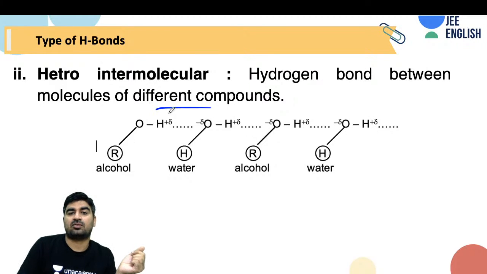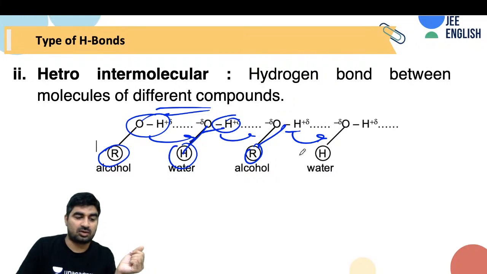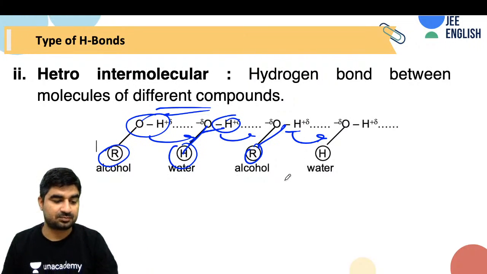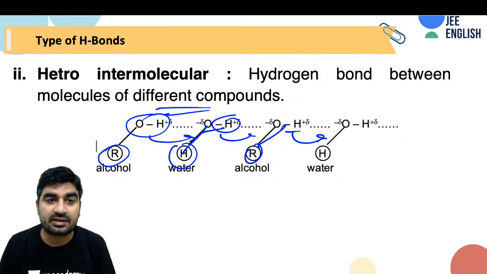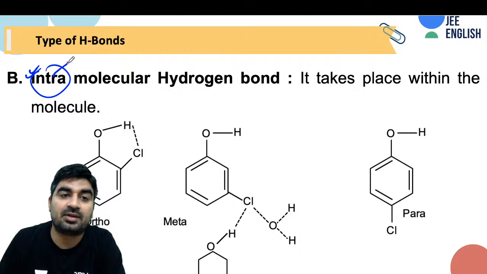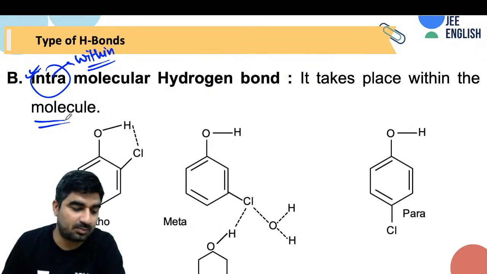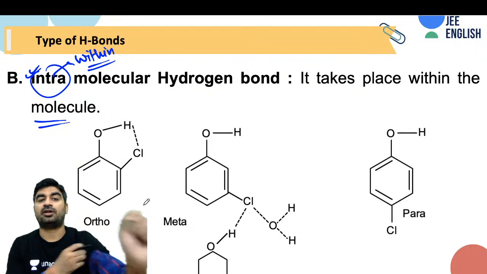Hydrogen bond between molecules of different compounds. So here we have alcohol, here we have water, again alcohol. So it is between alcohol, water, alcohol, water, alcohol, water. Got it? So now you understand what is hetero intermolecular. Now what is intramolecular? Intra means within. So if hydrogen bonding takes place within the same molecule, then I will call it intramolecular.